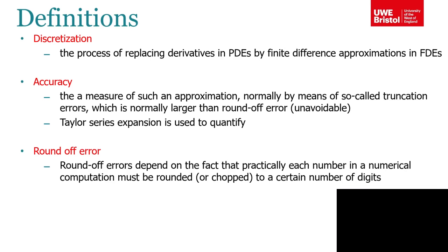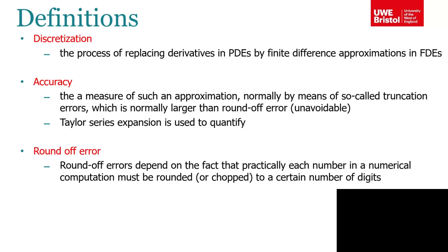Accuracy: you make an approximation to solve the finite difference scheme. Usually you use a Taylor series scheme. The difference between the actual Taylor series scheme and the finite difference approximation leads to the accuracy or inaccuracy problem.